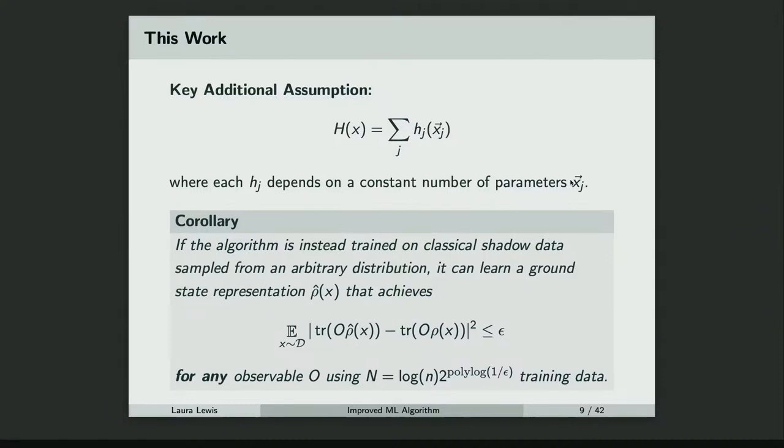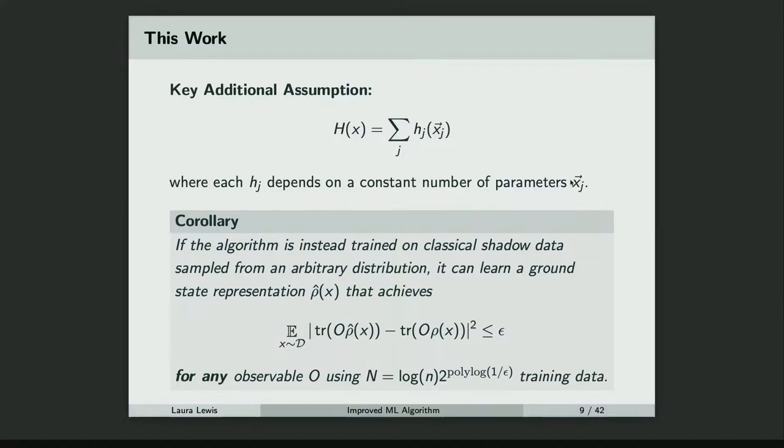All that says is, just like before, if we're instead given the labels y_l as classical shadow data, sampled from, again, any arbitrary distribution, we can learn a ground state representation that can predict well for any observable O. By any observable O, I do mean that it has to be a sum of geometrically local observables with spectral norm bounded by 1, just as we assumed. But I can do this for any observable satisfying those conditions, using the same amount of training data.